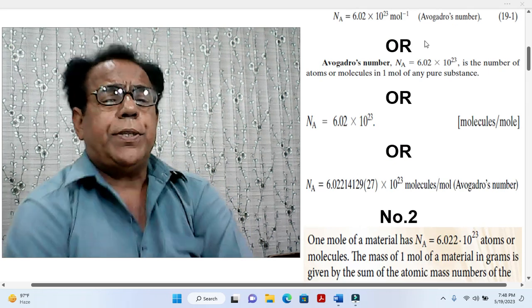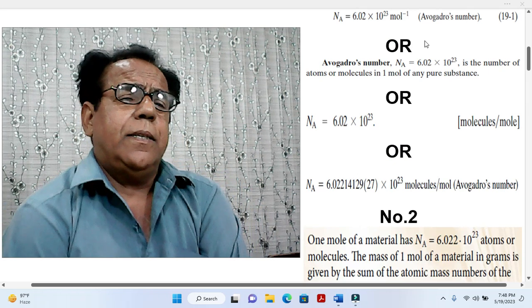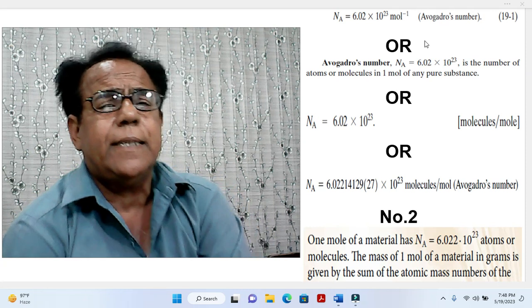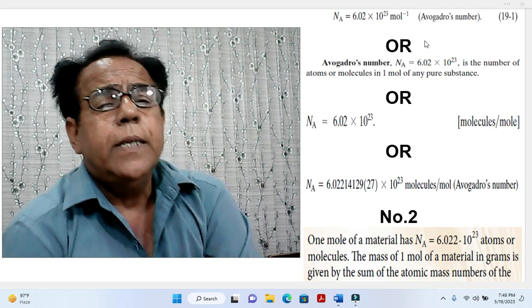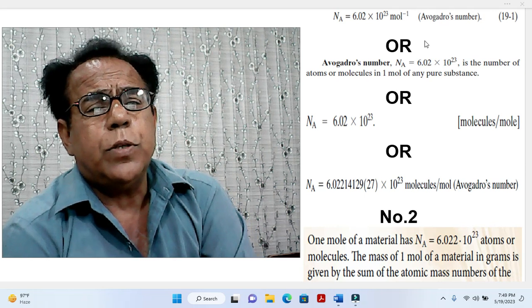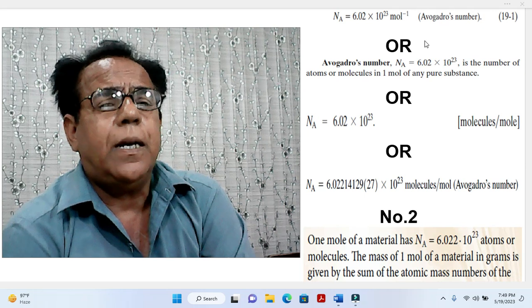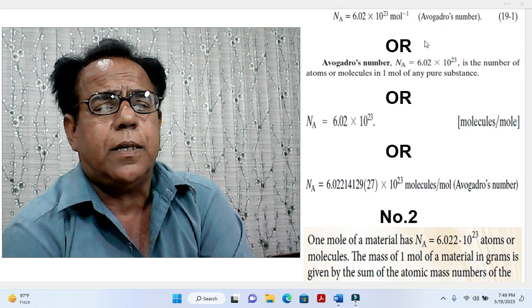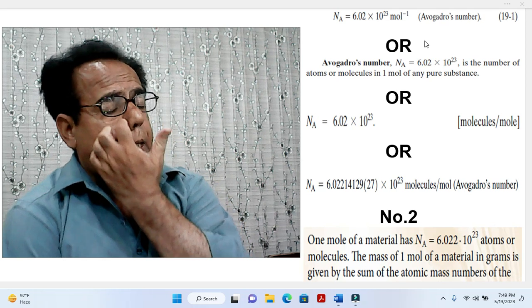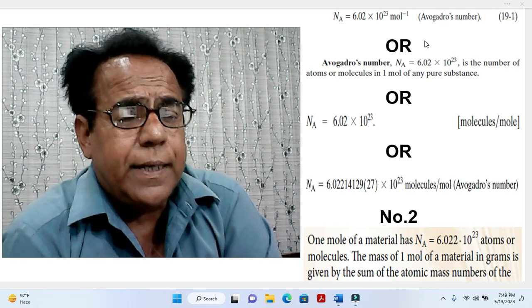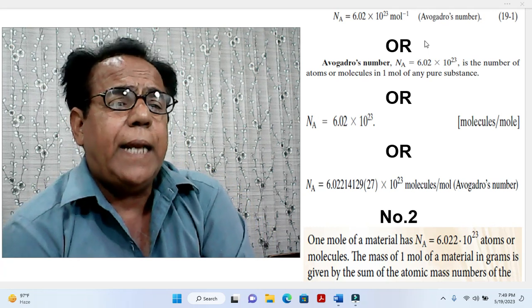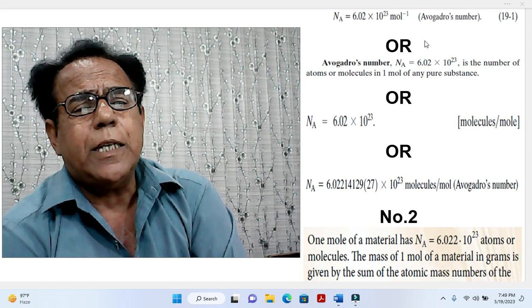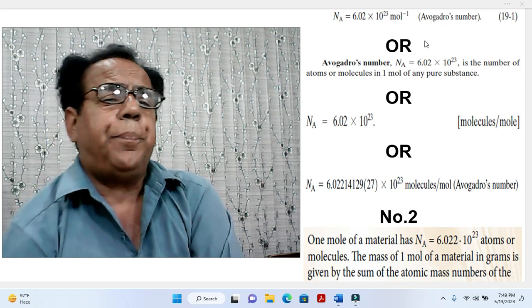Now we are going to its alternate version. Avogadro's number Na, where A is a subscript of N, is equal to 6.02 into 10 to power 23, the number of atoms or molecules in 1 mole of any pure substance. Now the next alternate version of this tool: Na equal to 6.02 into 10 to power 23 molecules per mole.